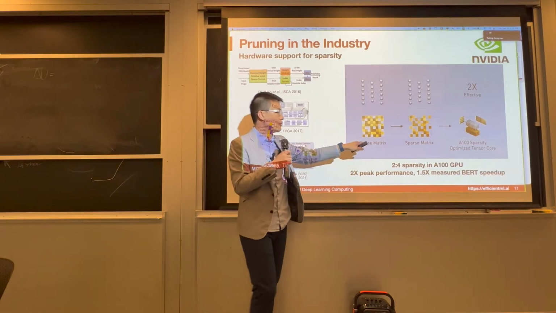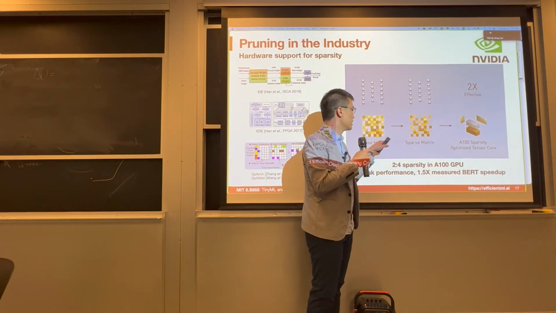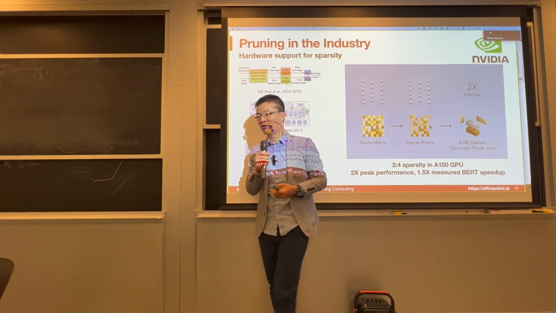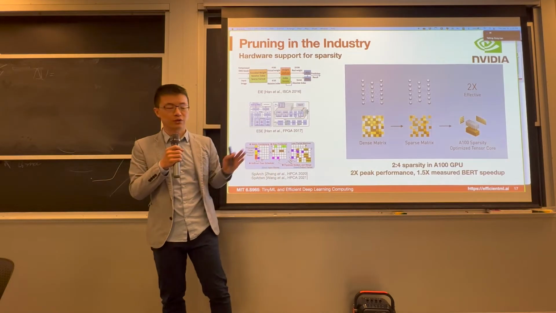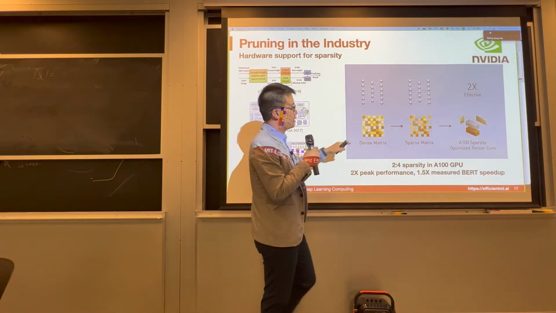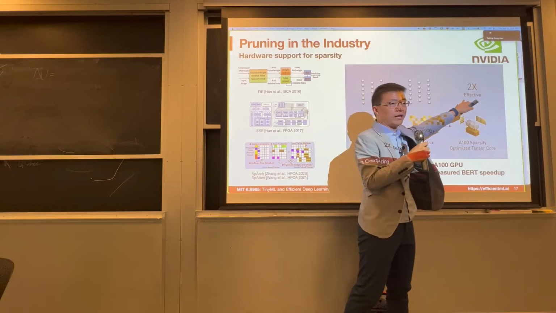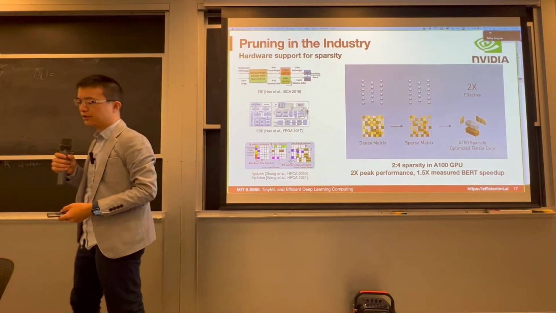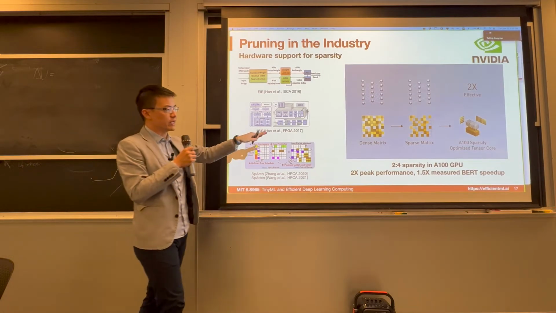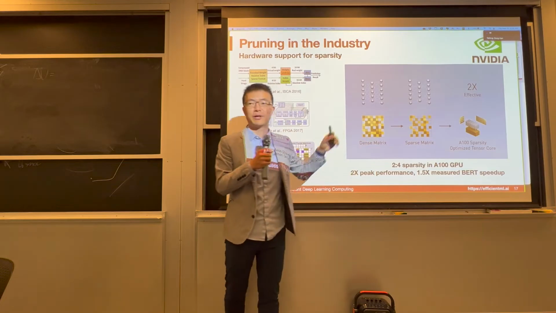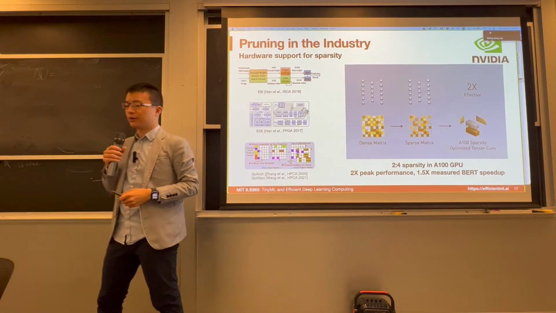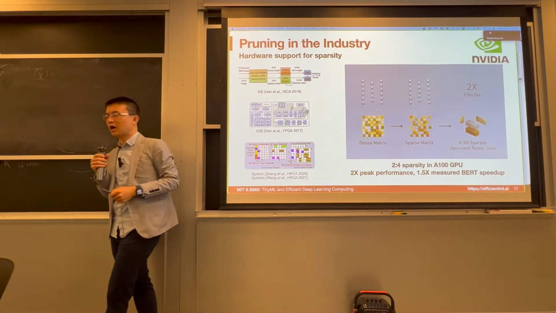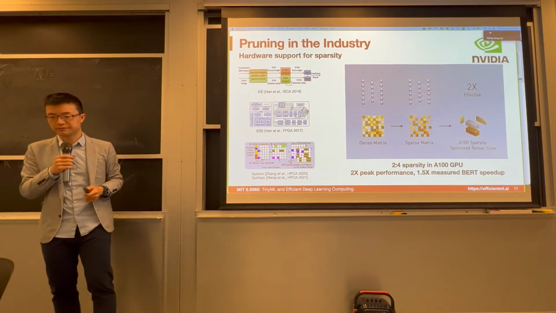So NVIDIA now supports this 2-to-4 sparsity, turning a dense matrix into a sparse matrix, but with the constraint that 2 out of 4 parameters have to be 0, which we are going to introduce in more depth. It can boost the performance by up to 2x on the NVIDIA Ampere GPU and after. It introduced this A100 sparsity-optimized tensor core to be able to have measured speedup. It's actually a 1.5x measured speedup on BERT without losing any accuracy.